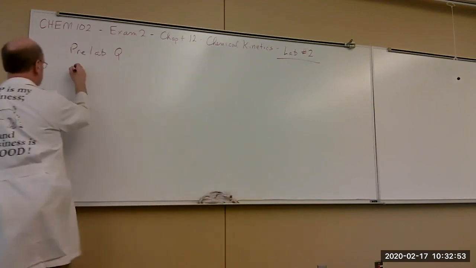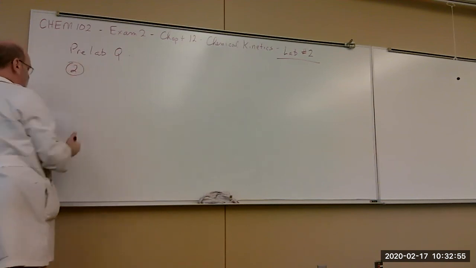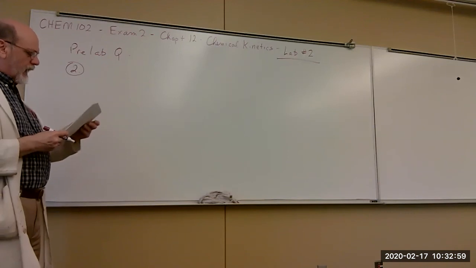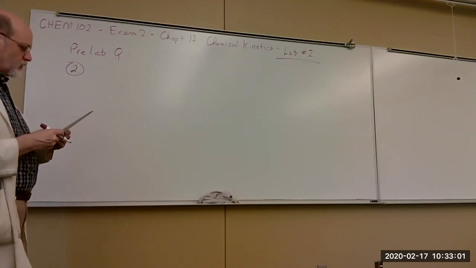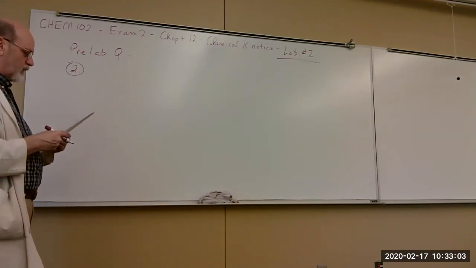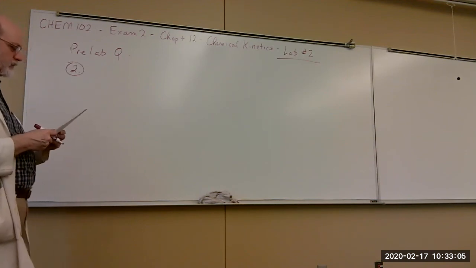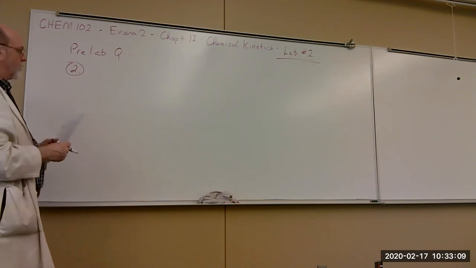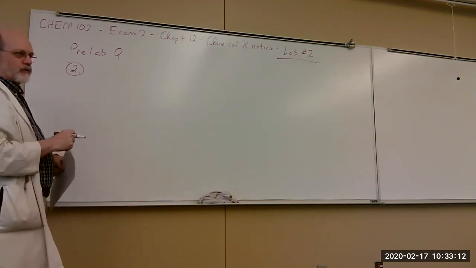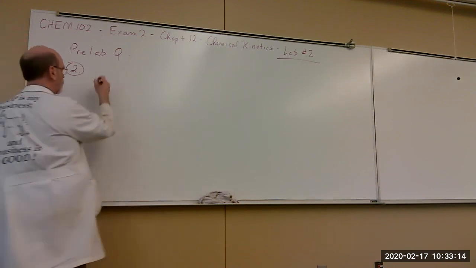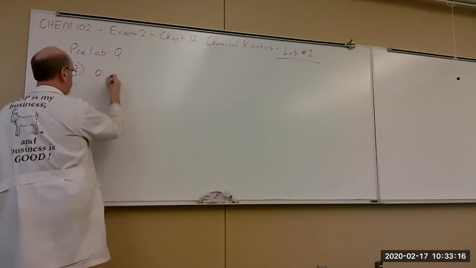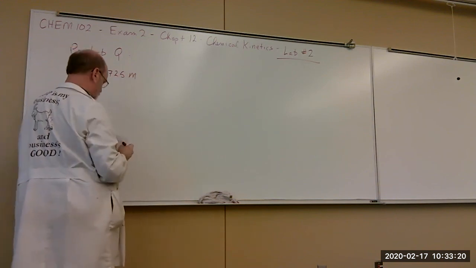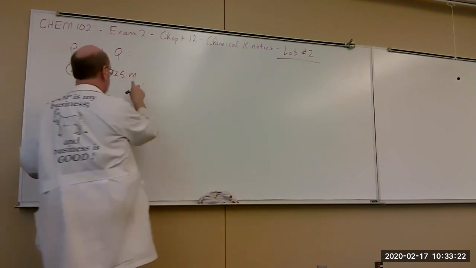Okay, now let's go back to question 2. How many grams per liter of sodium chloride are required in order to prepare a solution with a concentration equivalent to the solution in question 1? Okay, so what was the concentration from question 1? Remember? 0.725 molar. Molar, right. So that's molar.